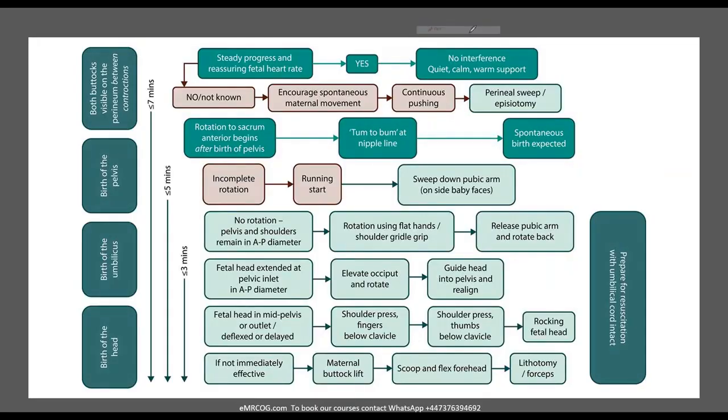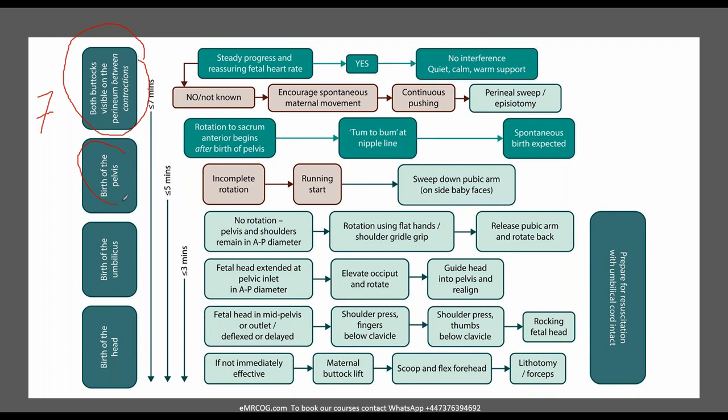Here, my friends, you have a lady in labor. What is expected in terms of time? From both buttocks visible on the perineum between contractions, the delivery should not take more than 7 minutes to complete. So from the time both buttocks are visible on the perineum, we expect 7 minutes to deliver. More than this is a delay.